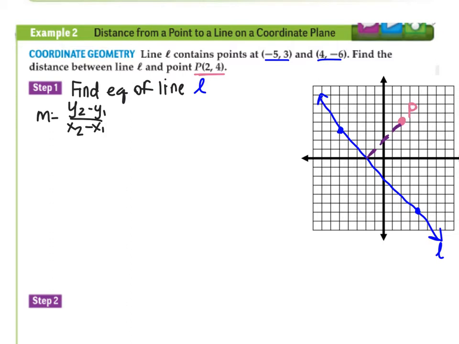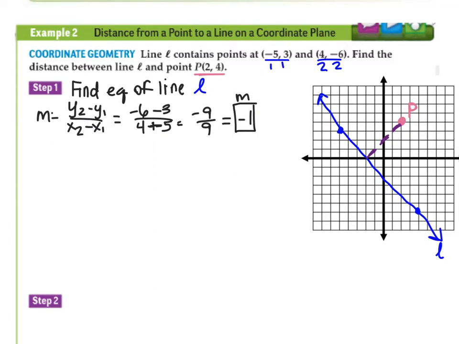I'm going to label my points as such, so 1s and 2s. And then you just plug in. So we have -6 minus 3 over 4 minus -5. Minus a negative, remember that double negative turns into addition, leaving us with -9 over 9, which reduces to -1. So we know that the slope of line L is -1.